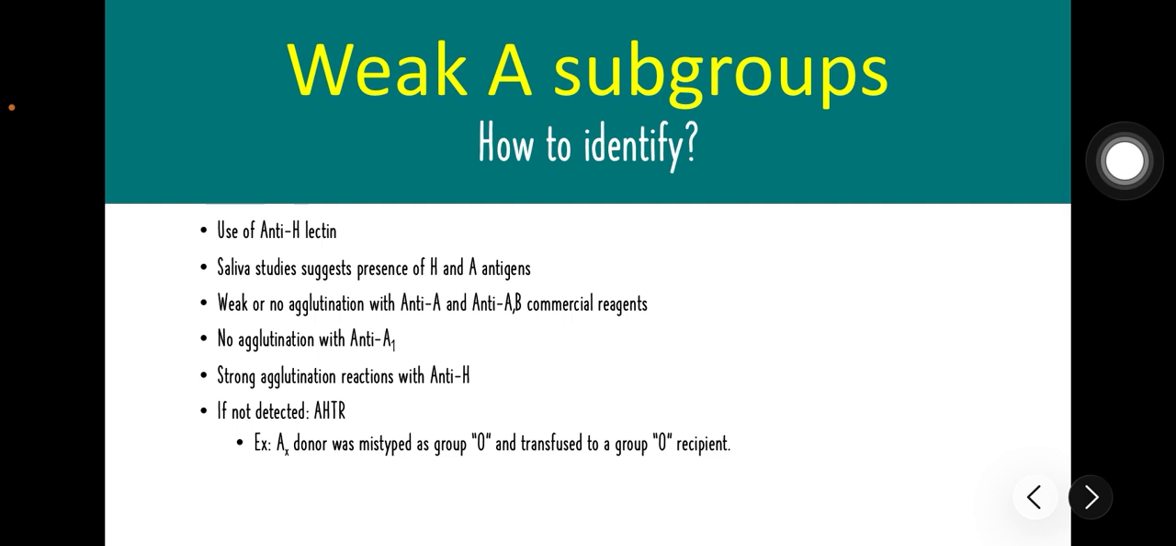Again, accurate identification is vital for donor safety. If an AX donor is mislabeled as group O, their blood could be transfused to a group O recipient, and then the recipient's naturally occurring anti-AB would attack the donor cells, potentially causing a hemolytic transfusion reaction.